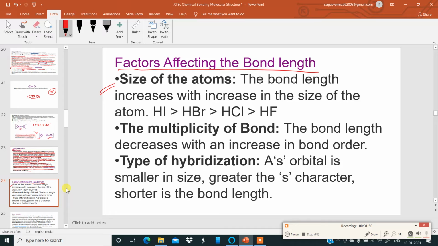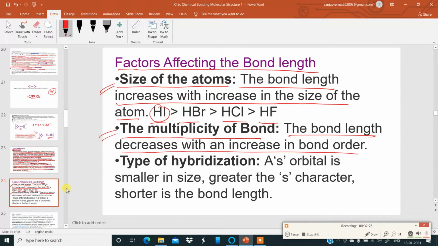The first factor affecting the bond length is the size of the atoms. The bond length increases with increase in the size of the atom. So here, in hydrogen iodide, the bond length is more. Among the hydrides of the halogens, you will find the longest bond length in HI. The next one is the multiplicity of the bond, meaning whether it is a single bond or a double bond or a triple bond. Higher the multiplicity of a bond, shorter is the bond. So the bond length decreases with an increase in the bond order.